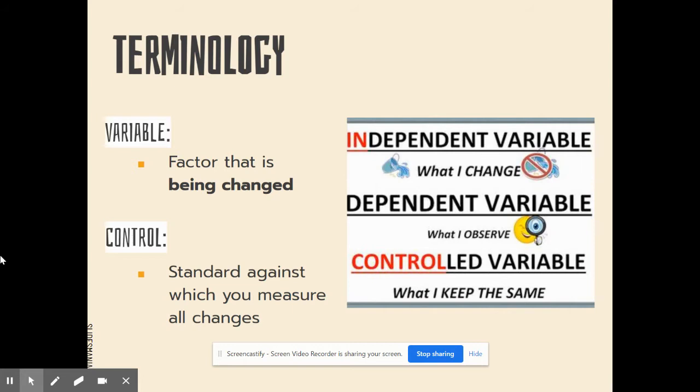Here's a great representation. An independent variable is what I change as the scientist. A dependent variable is what I'm observing. And a controlled variable is what I keep the same.